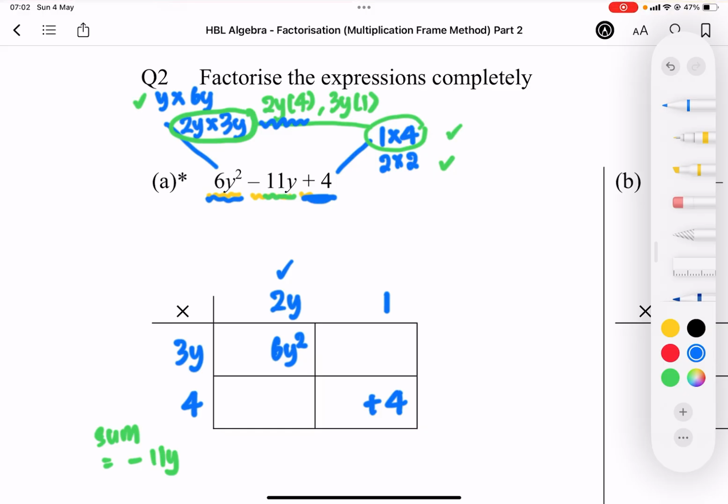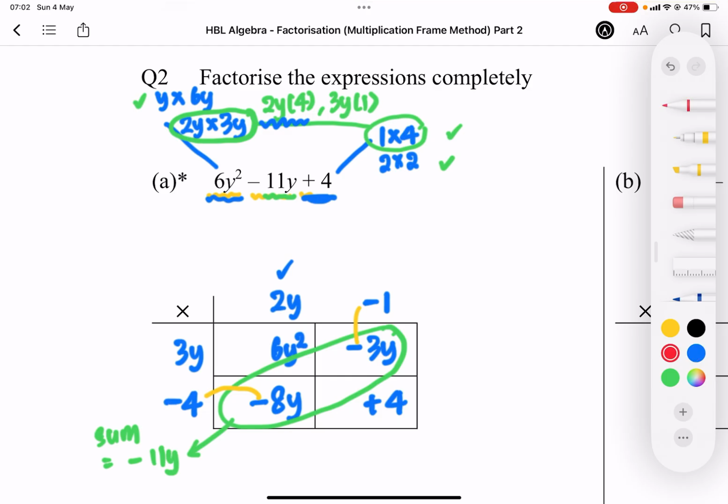And when we multiply, we get 3y over here, and we have 8y. Since it is negative 11y, we have to assign negative to 3y and negative to 8y. A check shows that these two will give negative 11y. Since we have assigned negative here, we will have to put negative here. Similarly, since we have assigned negative here, we will also put a negative here.